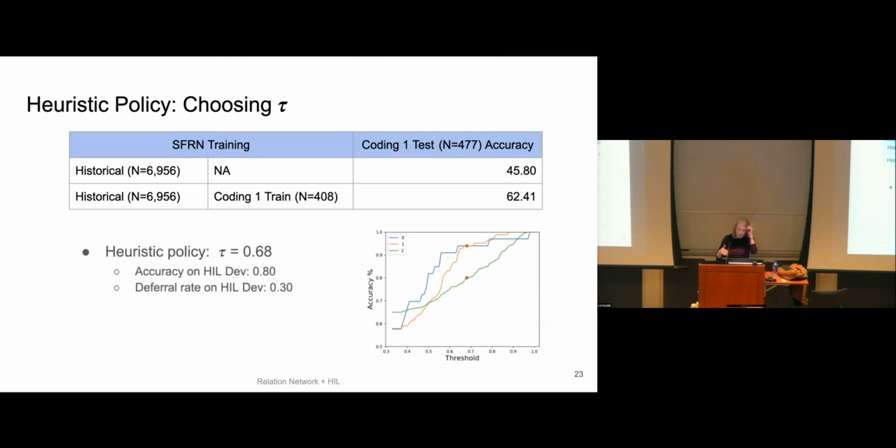But when we test this on our dev set, which is this set of 477, it gets an accuracy of 0.8, combining, pretending we're asking a human, but they already labeled it, versus letting the model do it. And the deferral rate, how much effort is the human doing? If they were actually doing it then would be 30%.